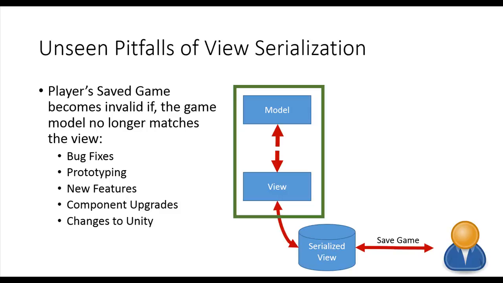You do component upgrades. You buy an asset off the Unity asset store and suddenly that component is no longer compatible with what you represented on the view. And of course there are always changes to Unity. And there's one other one that's not on this list, and that is if you saved a game in Unity, you can only use it in Unity. You wouldn't be able to use it in any other platform out there. That's a rare case, but that's also true.